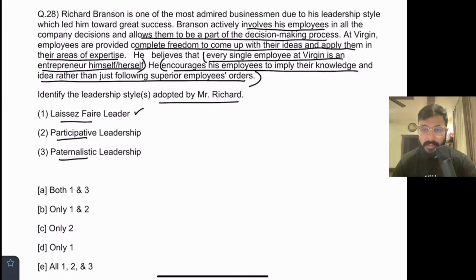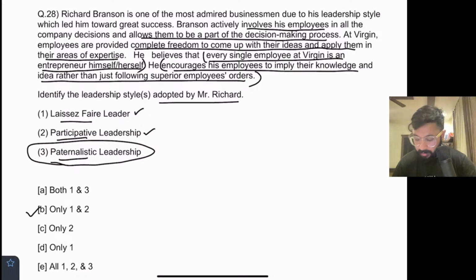लाइजेस्फेयर लीडर तो हैं ये, और पार्टिसिपेटिव लीडर भी हैं. He's not trying to tell them what to do and what not to do. He's leaving them by themselves, giving them freedom. So he's not paternalistic at all. पापा की तरह काम नहीं कर रहे वो. So the answer is option 1 and 2 are correct. Option number B.